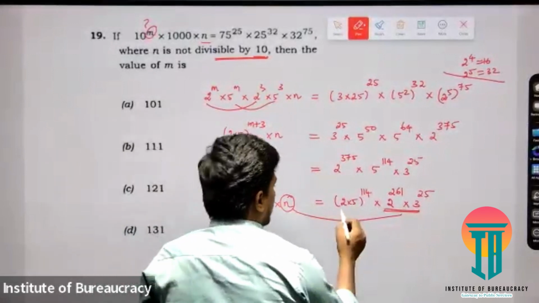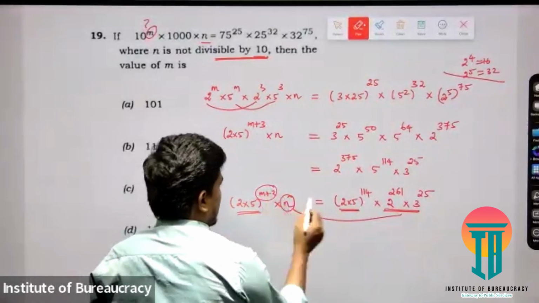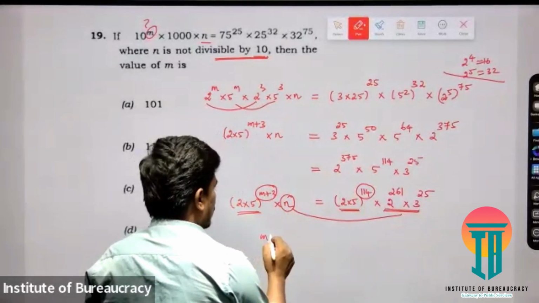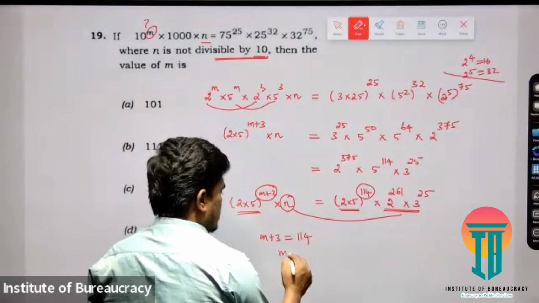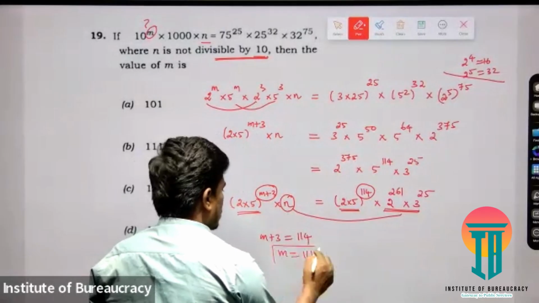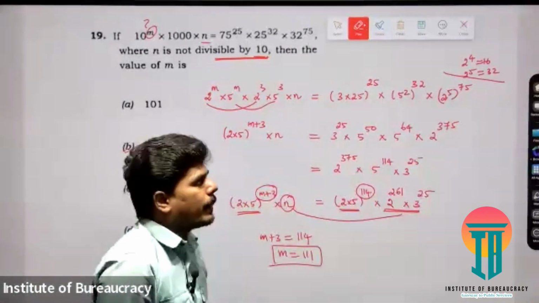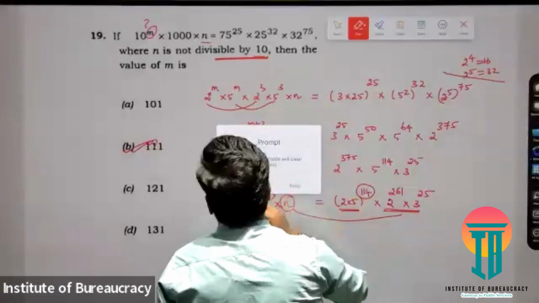Okay. So now if you take this and this, if you equate the powers, m plus 3 is equal to 114. So m plus 3 is equal to 114. So m is equal to what? 111. So what is the m value? 111 is the answer. That's it. Just a mere calculation here.